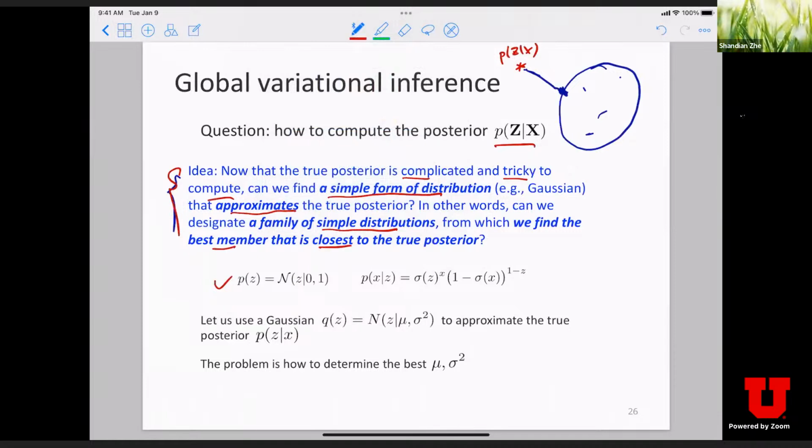Take the example we discussed again. Suppose my prior of Z is a Gaussian, and given Z, I have my Bernoulli likelihood to sample the binary variable X. And the parameter of the Bernoulli likelihood is a logistic function of Z. So computing the posterior distribution of Z given your observation X is infeasible. I don't know the form of the exact posterior. So my goal is to pick a Gaussian to approximate this true posterior. The remaining question amounts to how to determine the best mu and sigma squared.